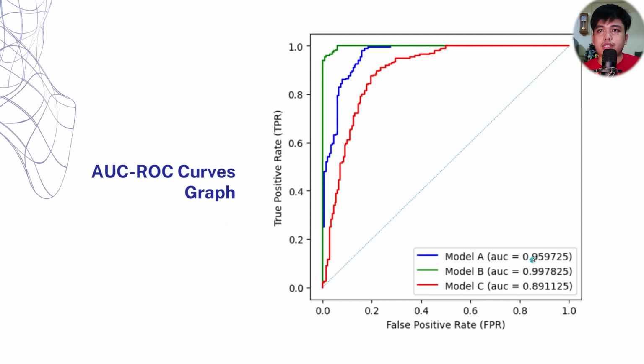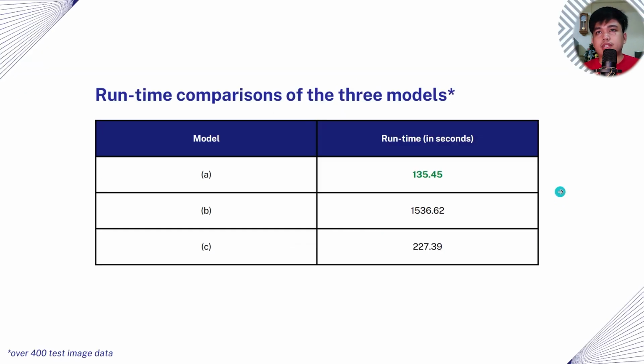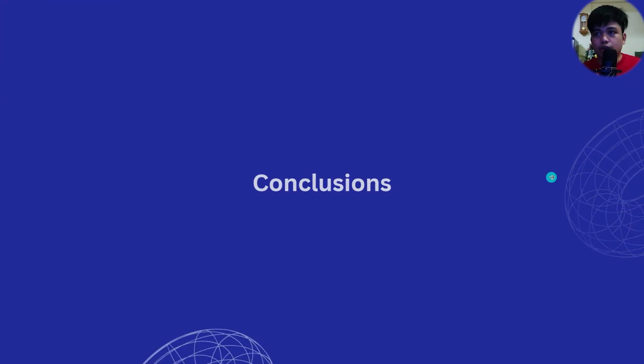Proceeding with the AUC ROC curves. In this graph, we can see that Model B covers around 99.78% of the area under the curve, while Model A covers 95.97%, and finally, the worst performing model, Model C, only covers 89.11%. In terms of runtime, we can see that Model A is the fastest. It was able to classify all 400 test images in merely 135.45 seconds, meaning it would classify at least 3 images per second.